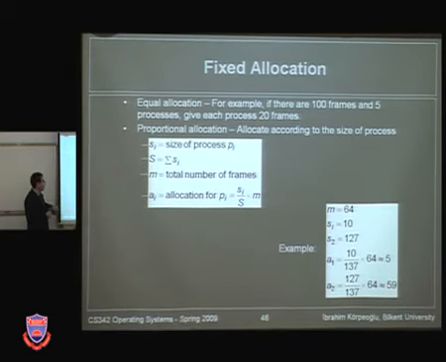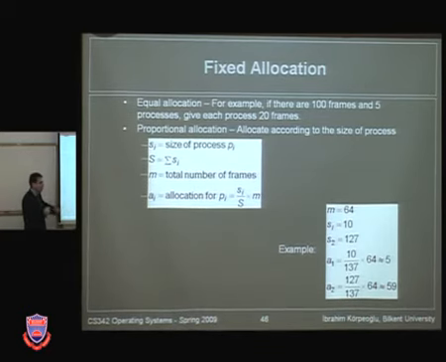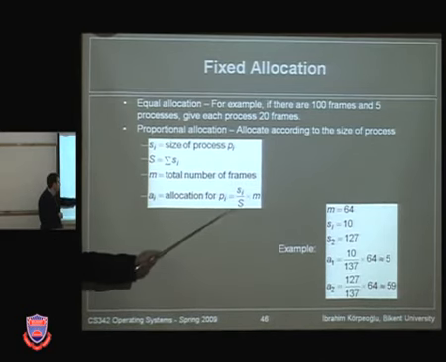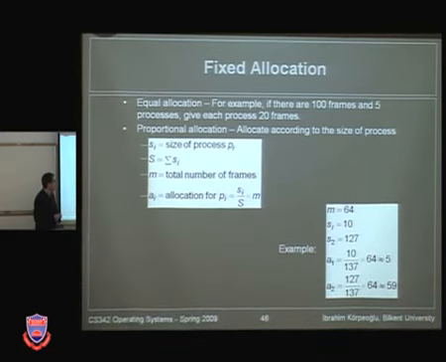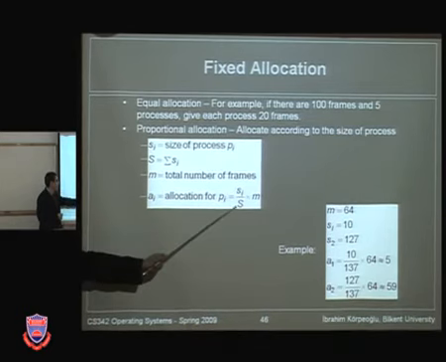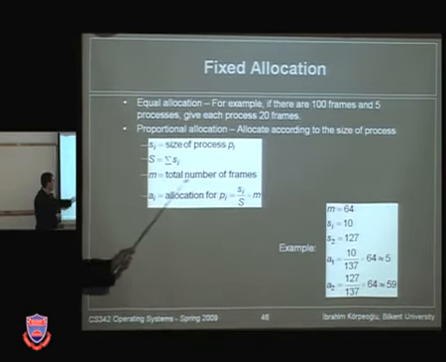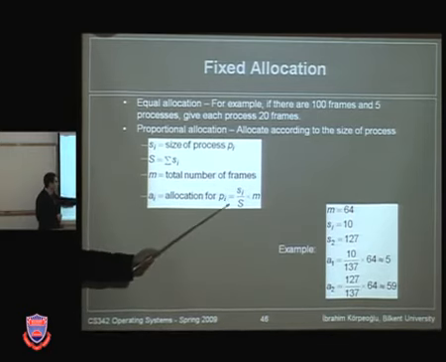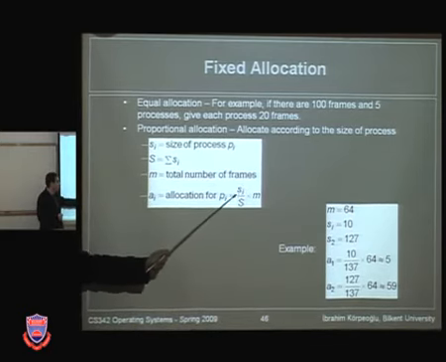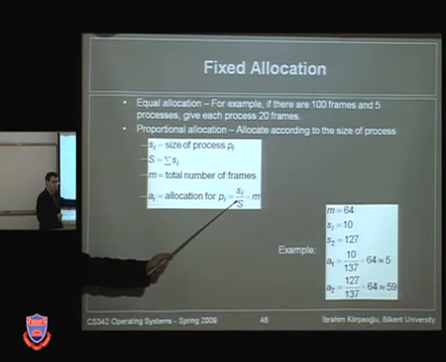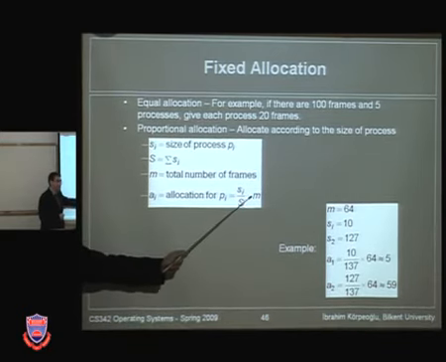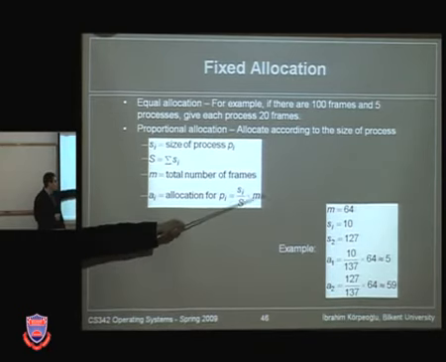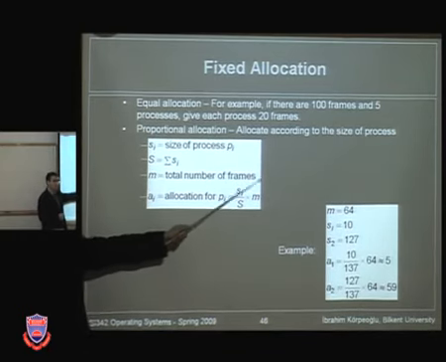So then the ratio of the size of a process to the sum of all the sizes will be Si over S. You give frames to a process depending on that ratio. So if M is the total number of frames, then a process i will get the size of i over the total size of all processes, multiplied by M, where M is the number of frames. So each process then will get that many frames.